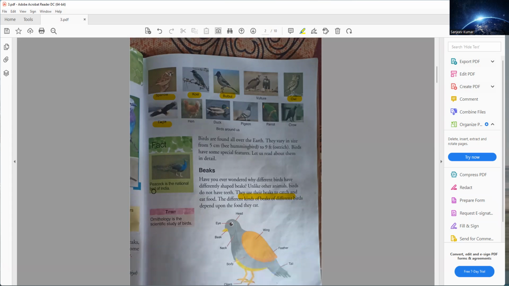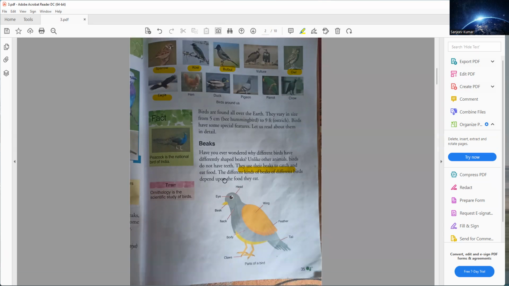Then coming to the first character, that is the beaks. Now, according to the food that the particular bird eats, आपने देखा होगा that these all birds are having different types of beak. Yes, some are having a little curve, some are straight, some are long. So why is it? It depends upon the type of food they eat.